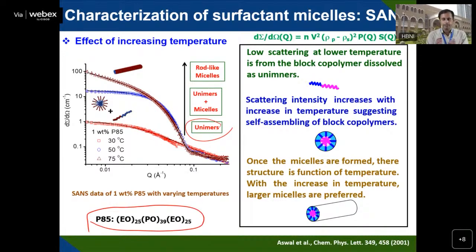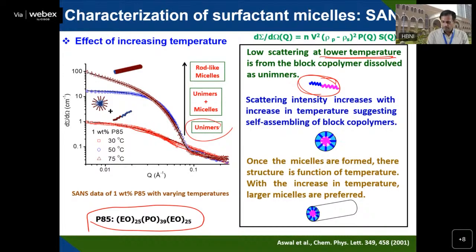It is temperature dependent. It's polymer dependent on the temperature. They form different structures depending upon the temperature of the solvent. So mainly at low temperature, it exists as a monomer. That means there is no micelle formation. It's monomer. You can see here it's continuously decaying like this.